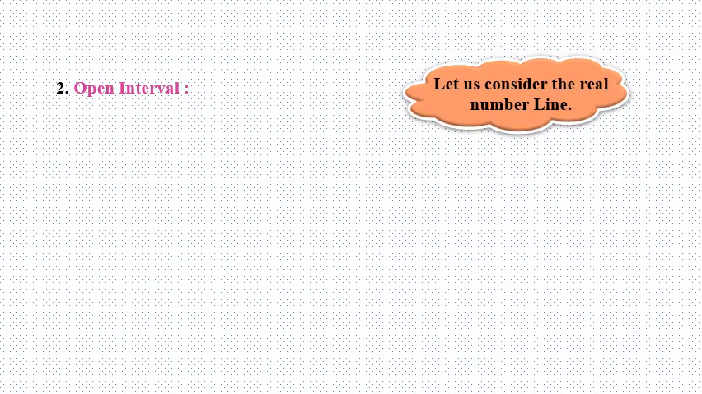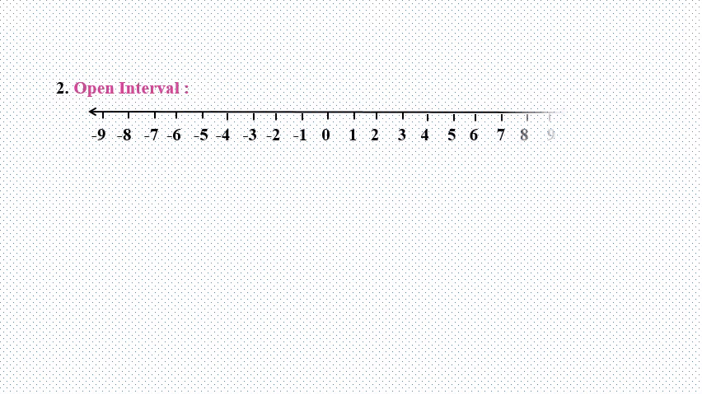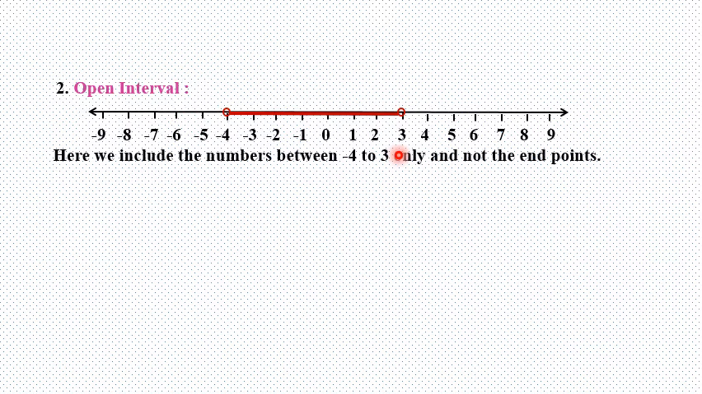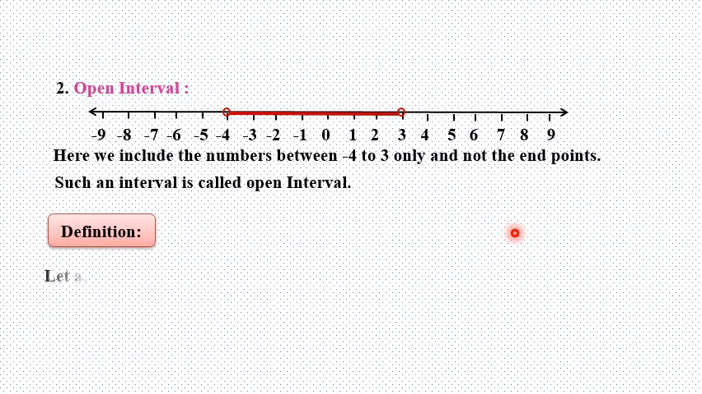And then next, open interval. Let us consider the real number line, and we take again numbers from minus 4 to 3. Here we have made open circles. This is very, very important. Such an interval is called an open interval. But remember, minus 4 and 3 are not included, not the endpoints.